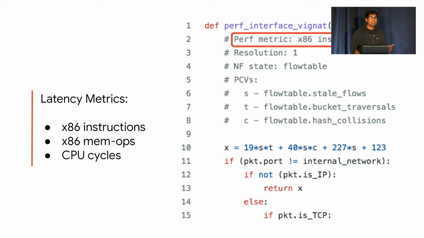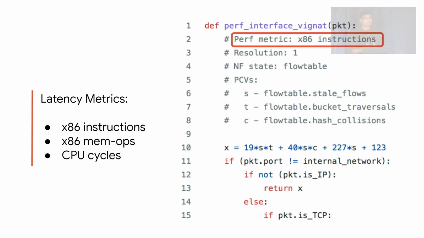Now, what do I mean when I say returns the performance of the NAT? In this work, we focused on latency as opposed to throughput, and we quantify latency in terms of three metrics: the number of x86 instructions, the number of x86 memory operations, and the CPU cycles. Now, each of these metrics serves a different purpose. The instructions and the memory operations are really intrinsic to the code itself. So they help developers reason about the code. And on the other hand, CPU cycles is really what we care about, because that ultimately affects user experience.